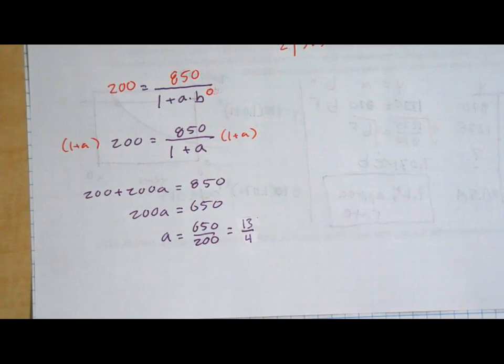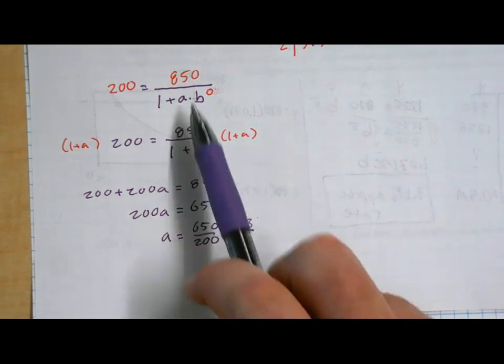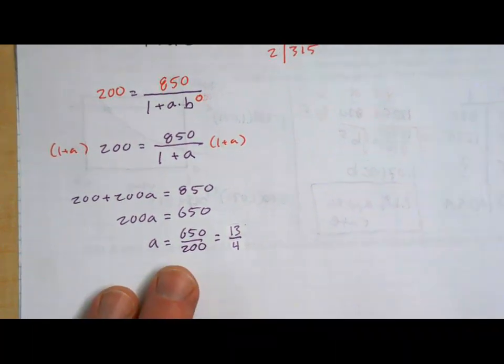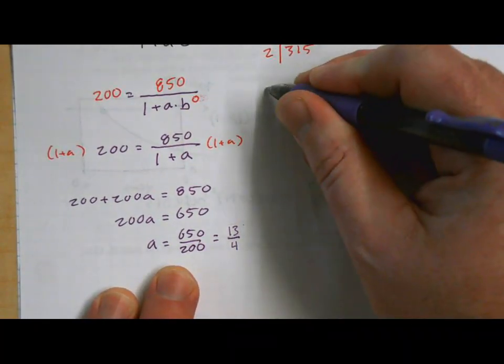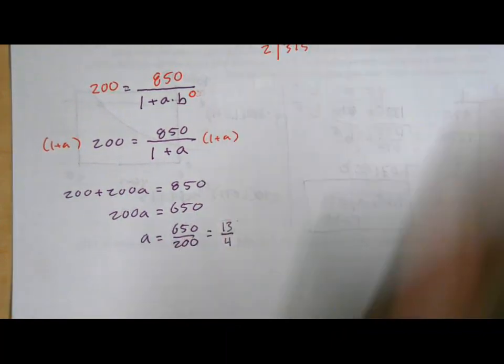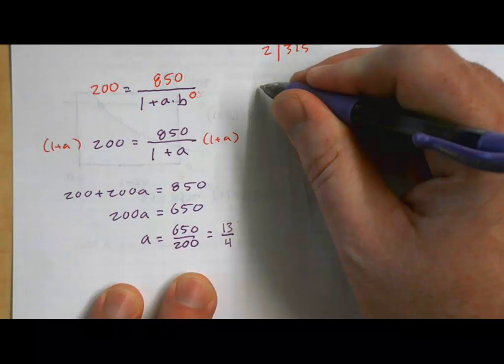All right, so we're going to go back and do the same thing we just did with the other point, but now we've got a value for A that can go in here, and we'll be able to solve for B. So I'm going to go right next to this and rewrite this equation. I'm not using the 200 this time, though. I'm going to use the 315.